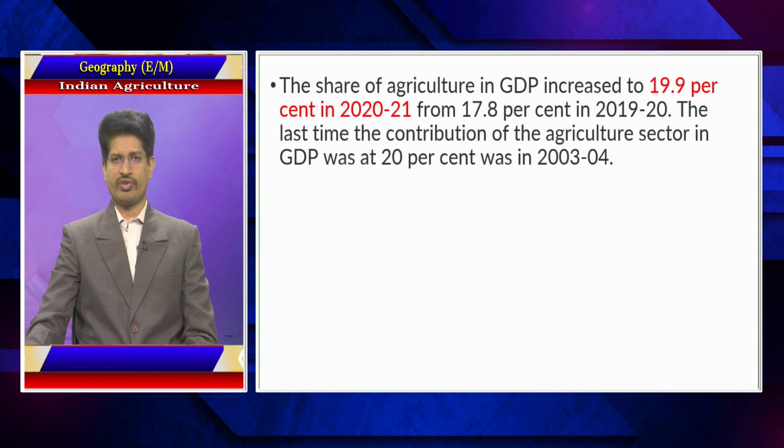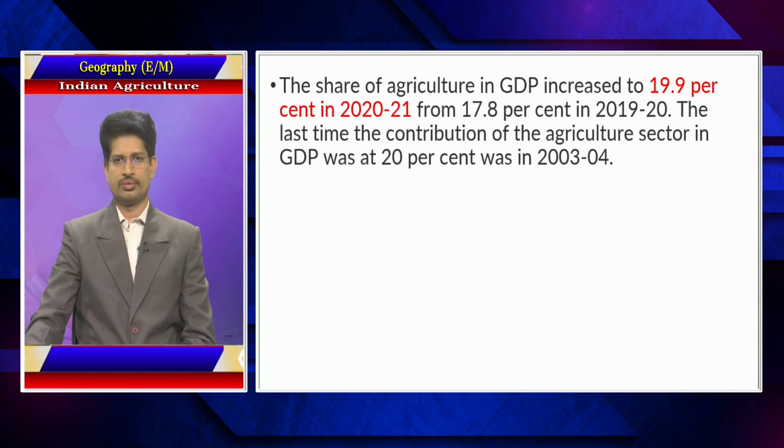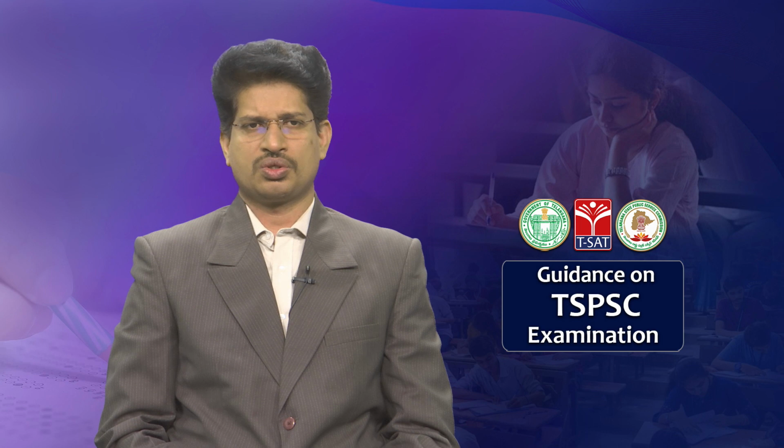So when a question is being framed, whether it is asking the percentage or the amount in terms of millions of tons of food grains, be very clear while you are going through the question. So certain data is essential to answer certain questions.